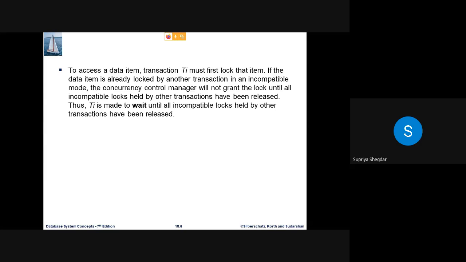Here the transaction Ti has requested the lock on the data item, but currently that data item is with another transaction, consider Tj, in an incompatible mode. So Ti has to wait until all the incompatible locks held by Tj have been released. In the locking system, the wait concept is there: if the data item is not available at that time, then that transaction has to wait for some time until the other transaction has released that lock. Understood the lock based protocol concept.